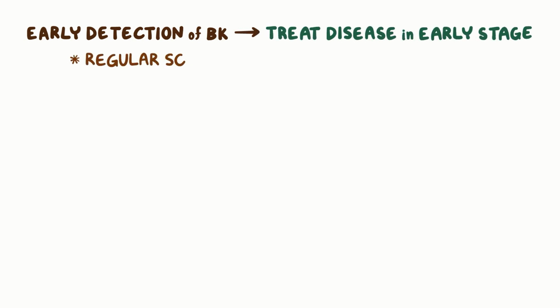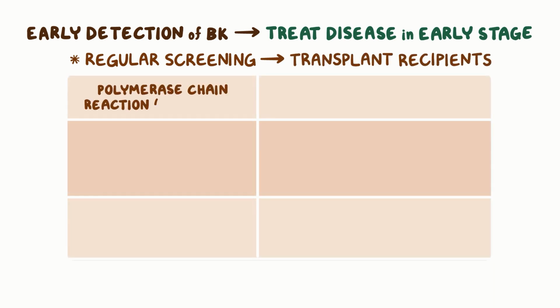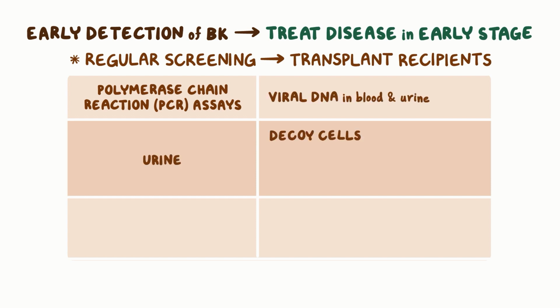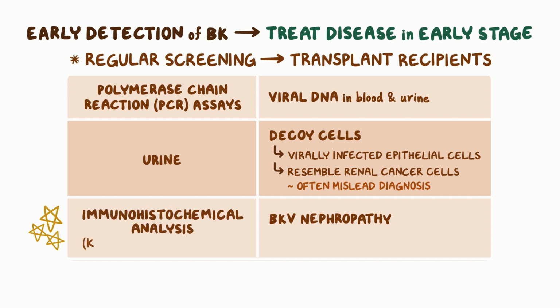Early detection of BK virus infection can help treat the disease in the early stage. For this purpose, regular screening is done in transplant recipients with the help of polymerase chain reaction, or PCR, assays that look for viral DNA in blood and urine. Urine can also be tested for decoy cells. These are virally infected epithelial cells that resemble renal cancer cells and can often mislead the diagnosis. The gold standard test for diagnosing BKV nephropathy is immunohistochemical analysis of kidney biopsy specimens to look for viral antigens.